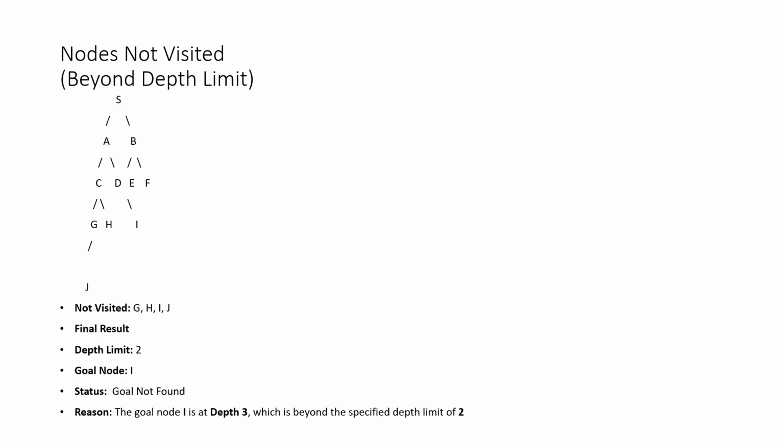The final result is what? Depth limit 2, and the goal node is I, but the status is goal node not found. The reason is that the goal node is I, but its depth is 3. The goal node should be present at the third level. That's why we cannot find the node I at that level.